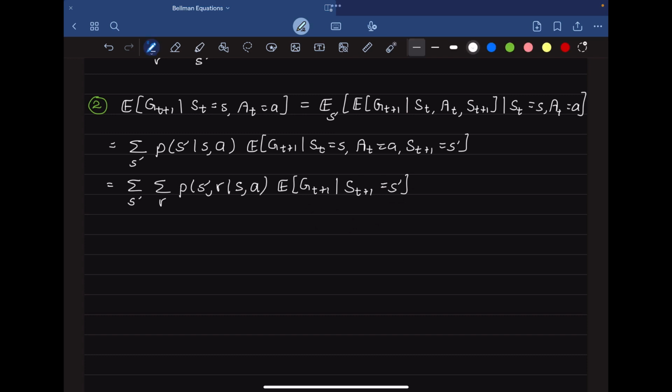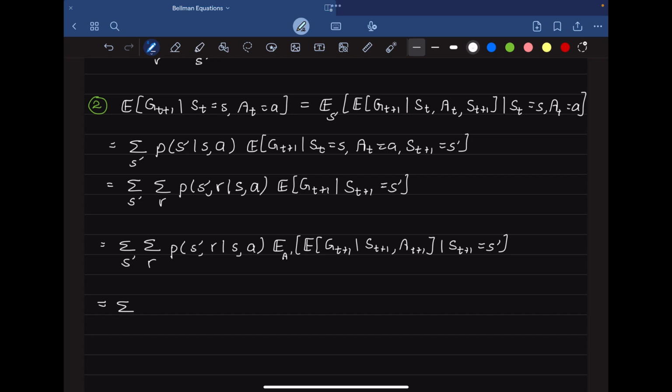So we will have to again apply the law of total expectations, but this time on the actions that I can take on the state at time step t plus 1. So this will be summation over all s prime, r, and this is expectation over all the actions, let's say a prime, G_{t+1} given S_{t+1} and A_{t+1}, given the fact that S_{t+1} is already fixed to be s prime.